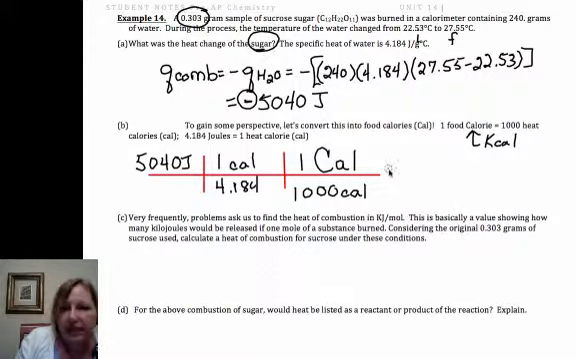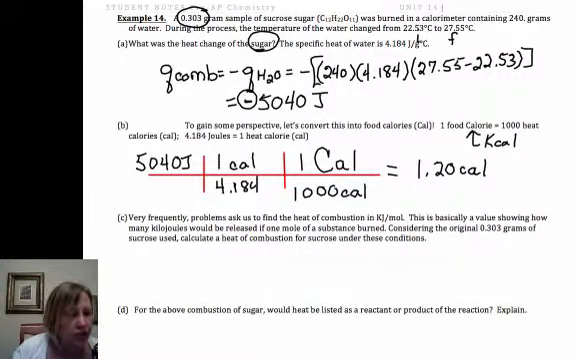1 food calorie is really a kilocalorie. But they don't call it that. They just use a big capital C instead. And when we did this, we got 1.20 calories. Okay, that's barely a lick on a Butterfinger bar. Okay, it's just not much. Okay, now what if we were asked to determine on a per mole basis?